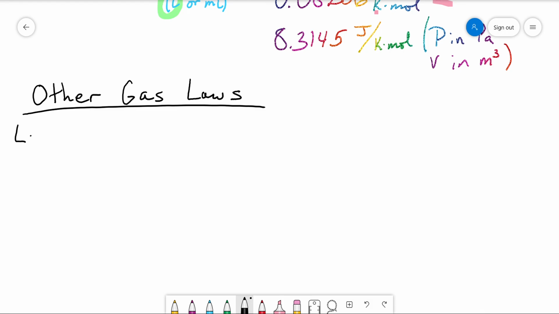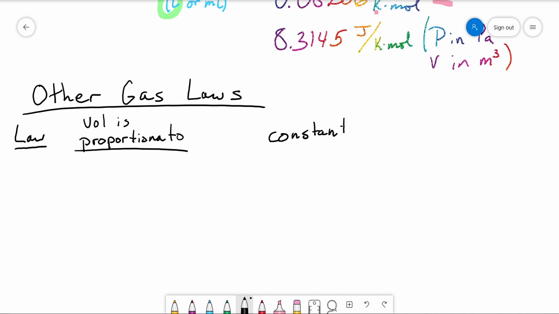So we'll have the law here, the name of it. And this is going to be kind of strange, but it'll say volume is proportional to whatever's there. What is constant? I'll explain all this. And then the typical equation that you're given. So start off with Boyle's law.